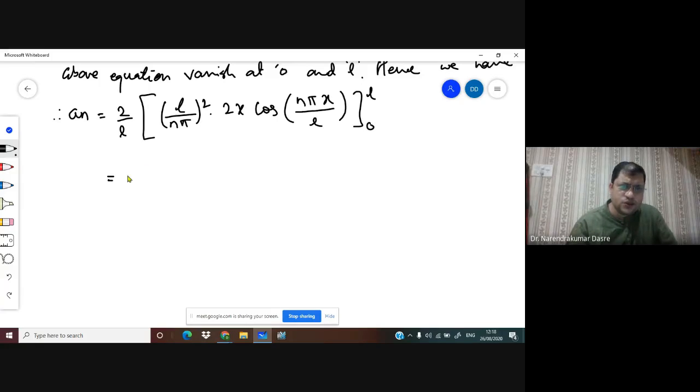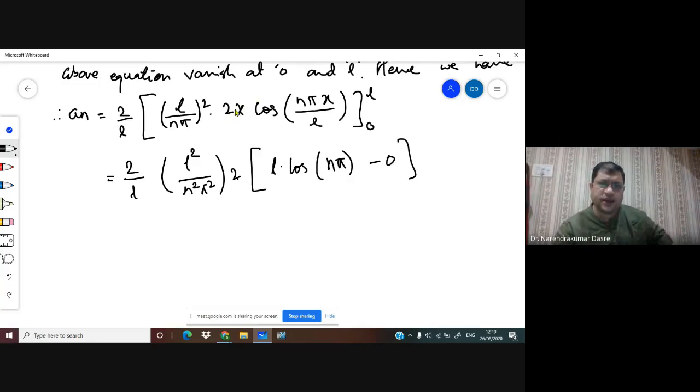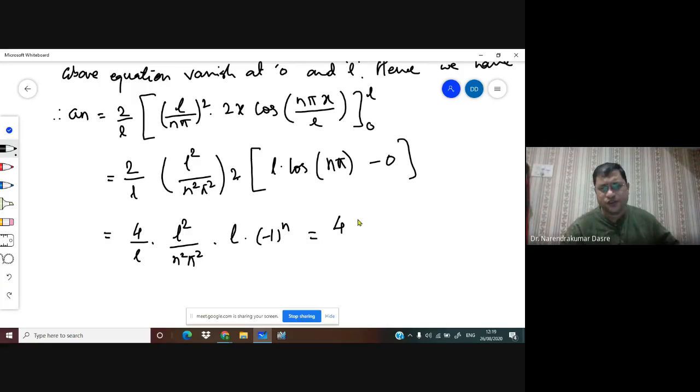So we will have 2 upon L, this will be L square upon n square pi square. This is 2, and now these constant terms I have taken out. So what remains here is L into cos of n pi. And if I put 0, this is going to be 0, because x will be there, so x is 0, that means this term is going to be 0. So simplify now, this 2 and this 2, I'll be having 4 by L, L square upon n square pi square, and this term will be L into minus 1 raised to n. This term is going to be 0. So this L and this L will get cancelled. So we will have 4 into minus 1 raised to n upon, here I'll be having L square upon n square pi square.